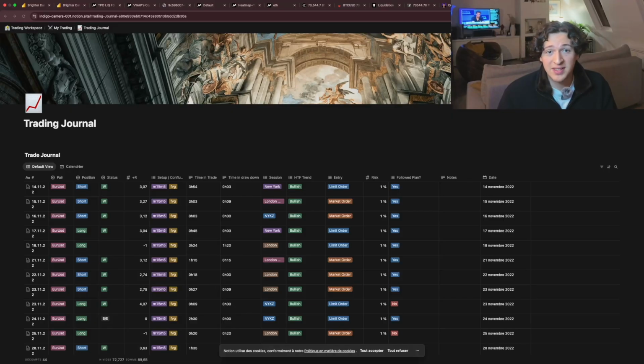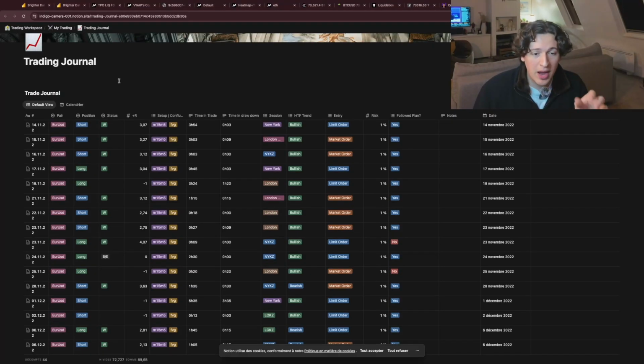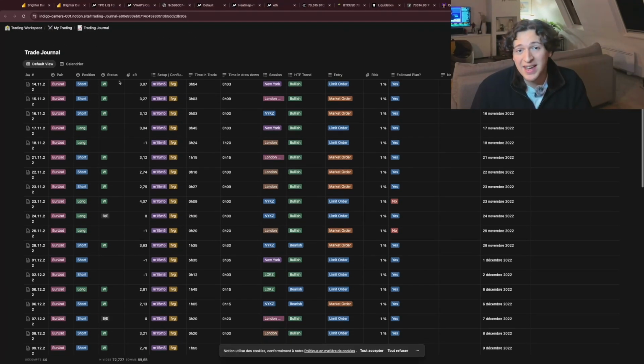Most traders, when they start and want to journal their trades, will open Excel or Notion, and they will do something like this. So this is an example. I don't trade Forex, I trade crypto, and I don't have a manual journal but an automated one, so I will show you a template so you can understand.